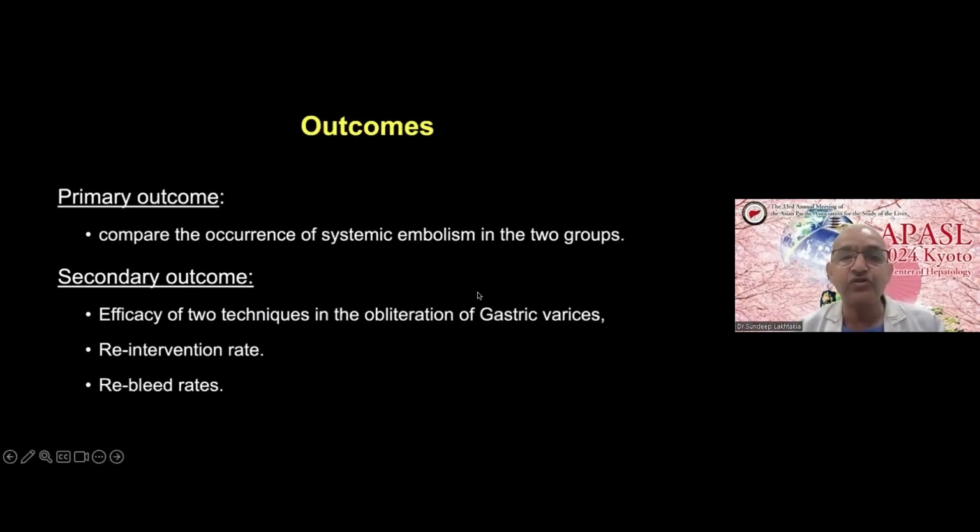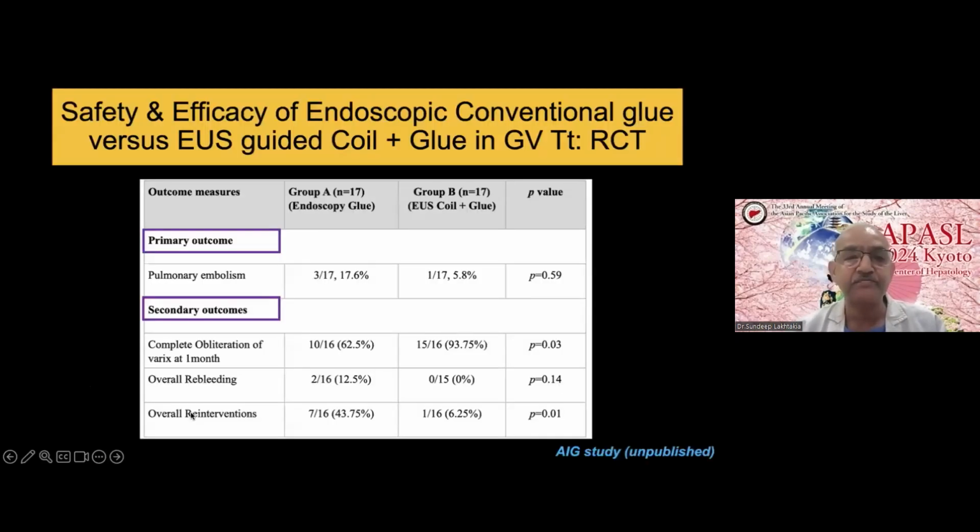So the aim was to look at the adverse event, the embolism, in both the arms, and we had a CT scan done in these patients later on. The secondary outcomes were the efficacy of the two techniques, the rate of reintervention and rebleed rates. This is a chart of the results. We had to stop the study in between because the pulmonary embolism was equal in both arms, one in the coil glue arm and 3 patients in the other. But it's the secondary outcomes which really made a difference.